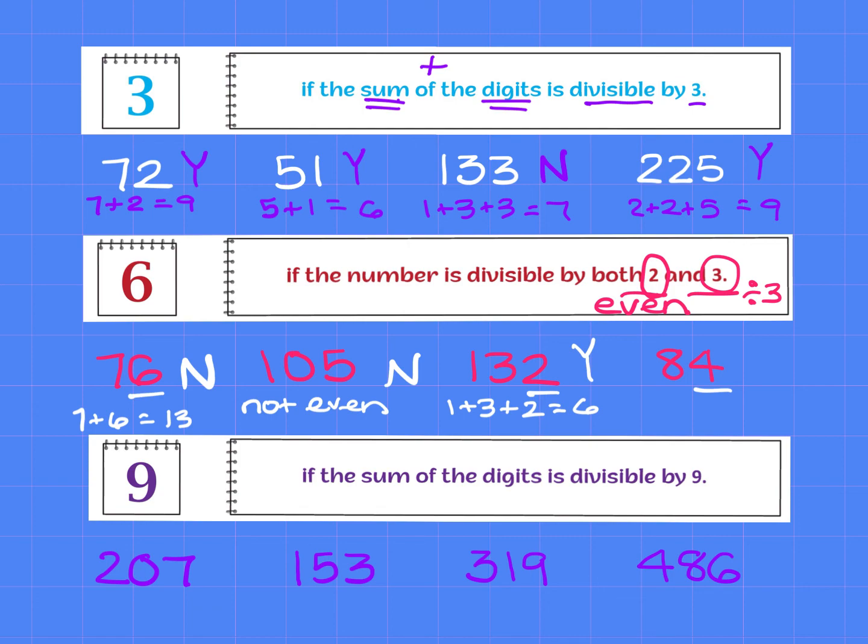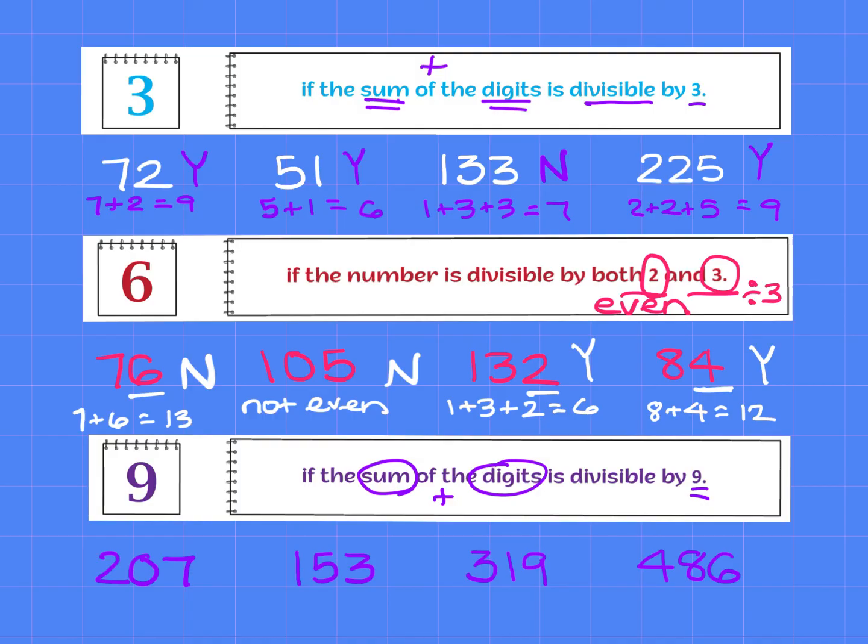The number 84. Yes, it's an even number. And if we do the sum, 8 plus 4 is 12. Is 12 divisible by 3? Yes. And so 84 is divisible by 2 and 3, so it's also divisible by 6. The last one is 9s. 9s is just like 3. If the sum of the digits, that means we are adding the digits together, is divisible by 9, that's what we're looking for.